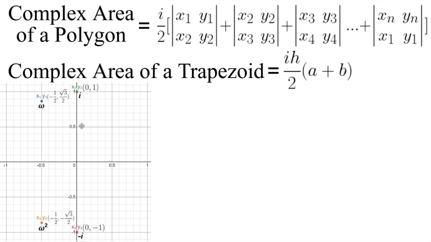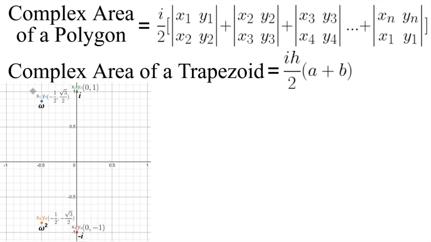As you can see here, these four roots form a trapezoid. That is because two distinct points on the Gaussian plane and their respective conjugates always form an isosceles trapezoid. So we can take advantage of this fact and use a much simpler formula. The complex area of a trapezoid on the Gaussian plane is equal to i into h by 2 into a plus b, where h is the height, or the difference between the x coordinates of omega and i. There's also the difference of x coordinates of omega squared and minus i.